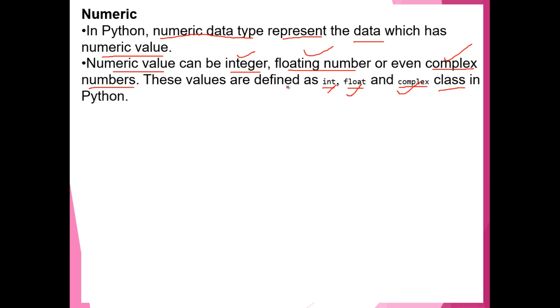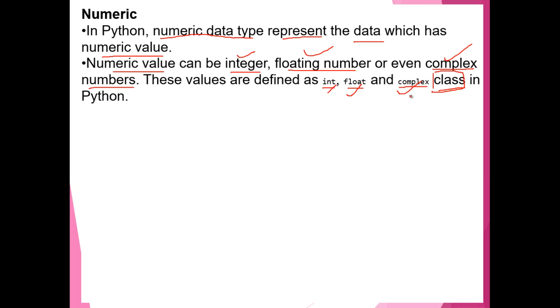Whenever we want to represent integer values in our program, we use the word int, when we want to represent floating point numbers we use float, and to represent a complex number in our program we use complex. So these are nothing else but classes. What classes are, we will discuss later on, but right now you have to remember that for representing integers you use int, for floating point numbers float, and for complex numbers you use the word complex.